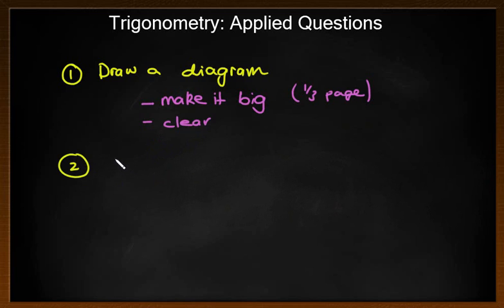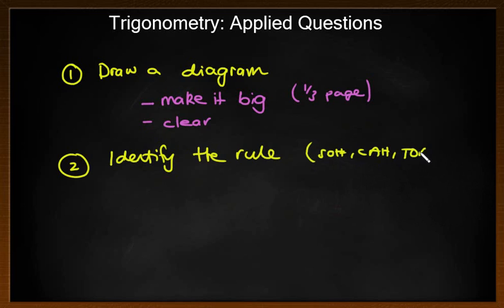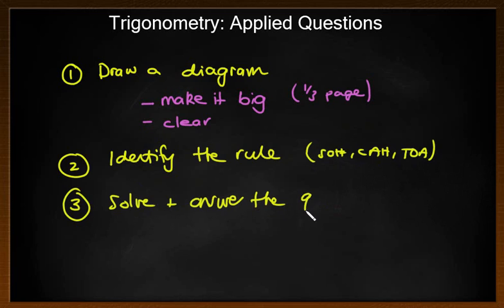After you've done that, you need to identify the rule that you're using. Okay, so obviously your sine, cos and tan from your SOHCAHTOA. All right, that's really important. And then third part of it, solve and answer the question. Now I always say to go back and have a look at the question.